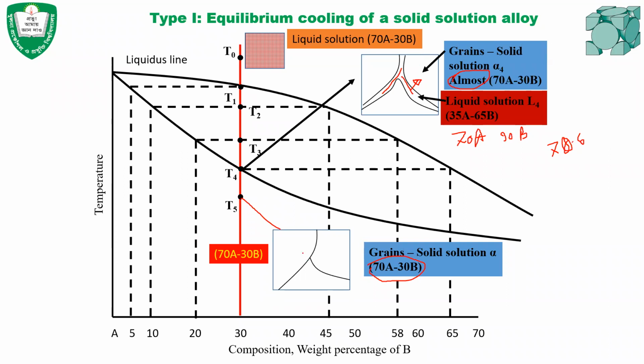At the end, if you look at the microstructure of the solid solution, you will get 70A30B chemical composition, and that will remain until the temperature is dropped to room temperature. At room temperature, you will get only 70A30B composition, uniformly distributed on the grains. Okay, any question?